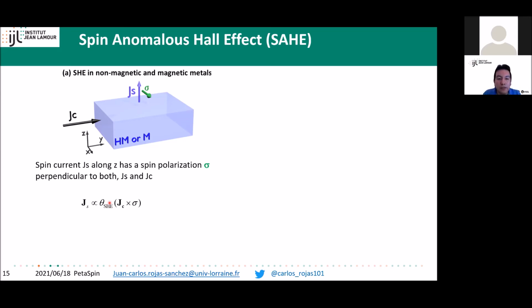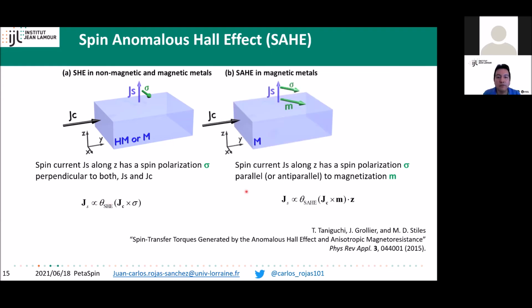It happens that in magnetic material, we have another symmetry of spin current generation. In this case, we keep the name given by this pioneer work by Taniguchi, Grollier, and Stiles, where the spin polarization of this spin current is parallel to the magnetization of the magnetic material. And the efficiency is given by this spin anomalous Hall angle. So we have these two symmetries in a magnetic material, one given by the spin Hall effect and the other given by the spin anomalous Hall effect.